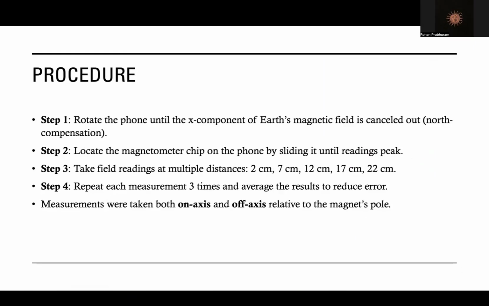The procedure for this lab was designed to ensure accurate readings. We first aligned the phone to cancel Earth's magnetic field in the x direction. We found the phone's magnetometer chip location by sliding it until the field peaked. We then collected data at 2, 7, 12, 17, and 22 centimeters from the magnet, repeating each measurement 3 times and averaging. Measurements were taken both on axis and perpendicular to the axis to compare vector behavior.